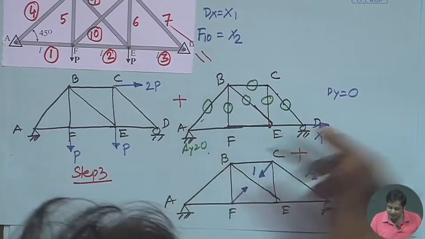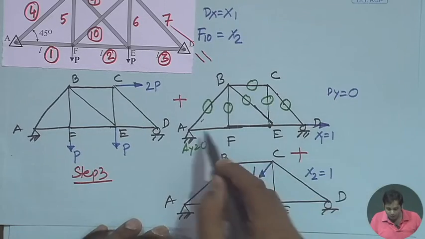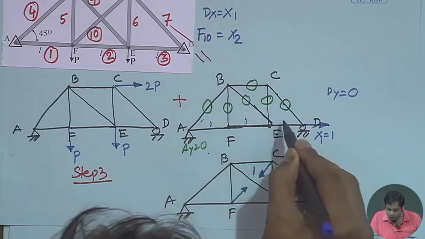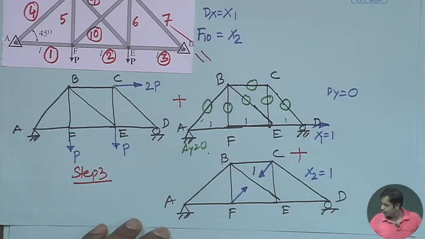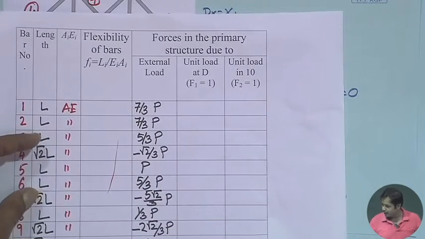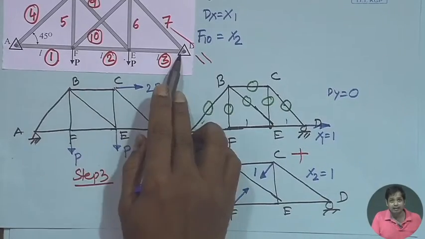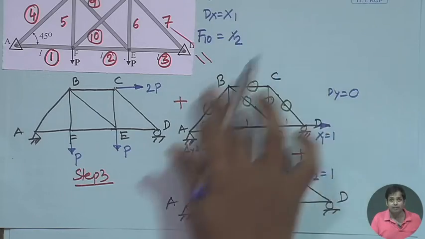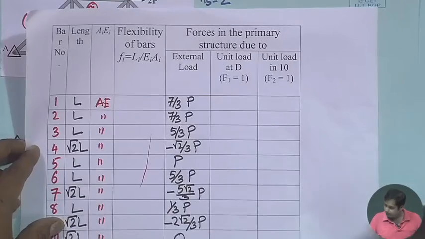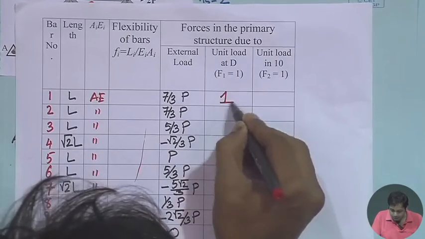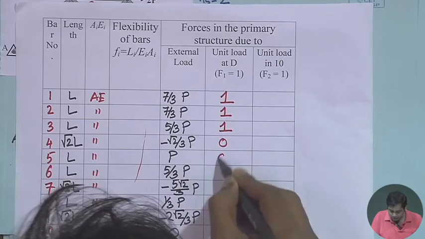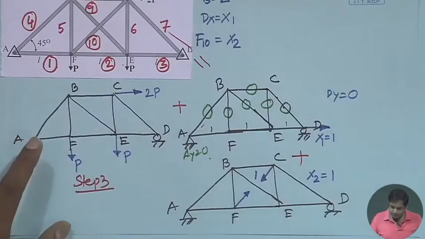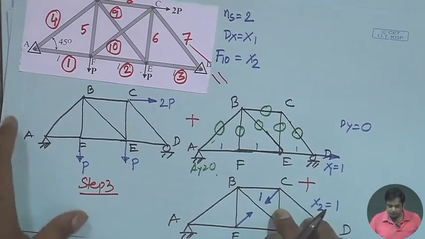By intuition we can say that, because you are applying the force along this line, all these forces you will get are 1. So, the first, second and third members have forces which are non-zero and the values are 1, and in all other members the forces are 0. So, write down: these values are 1 for the first, second and third members, and for all other members these values are 0.